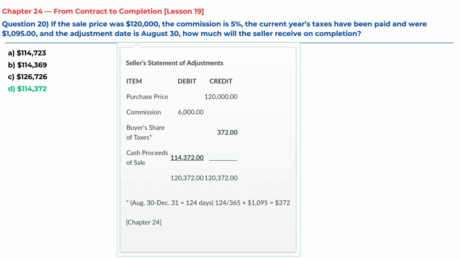Question 20. If the sale price was $120,000, the commission is 5%. The current year's taxes have been paid and were $1,095, and the adjustment date is August 30th. How much will the seller receive on completion?